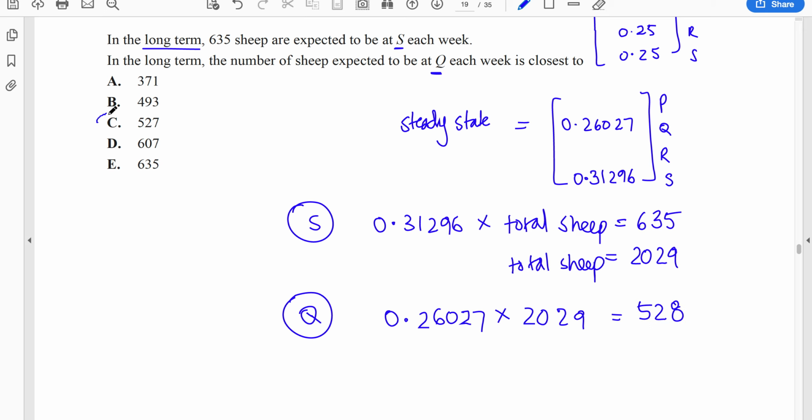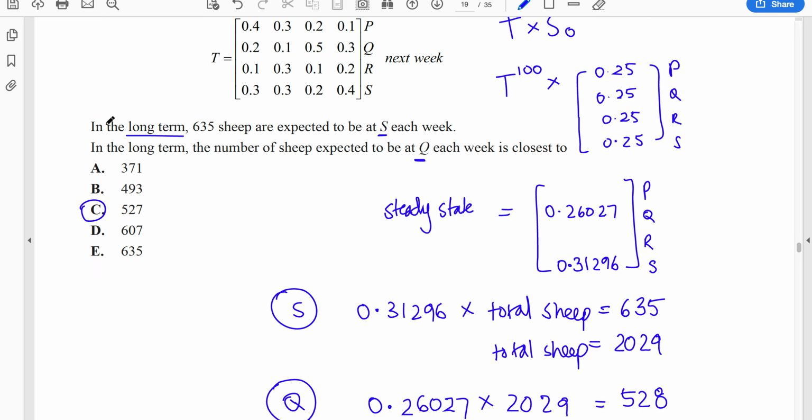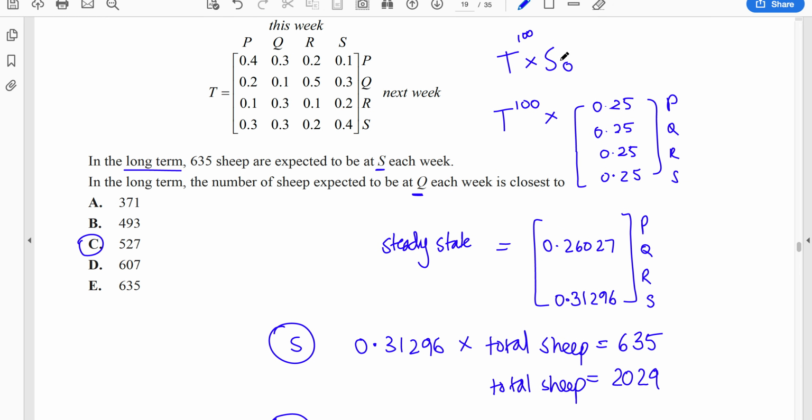So it's closest to this one, 527. So just in summary, I made up an S0 matrix using just proportions rather than actual numbers. So I split the number of sheep evenly between the four. It doesn't matter where these values are, like how you split it. I just split it evenly because I think that's probably the easiest thing to do.